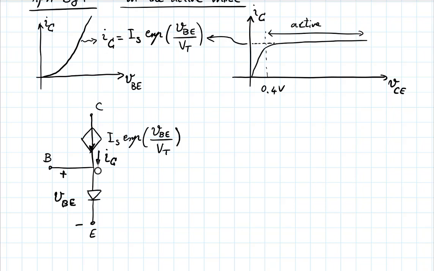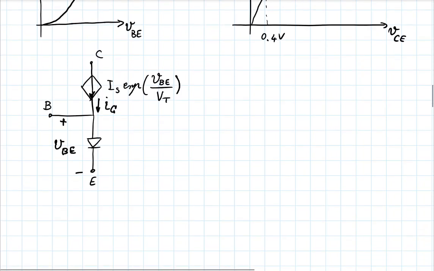How can I augment this model to give me that physical reality, that that line is not exactly flat, but it's more like this, has a small slope? How could I make that happen in this model? What change should I make? Add a resistor. Because all that is saying is that the current IC is not only dependent on VBE, but also changes slightly with VCE.